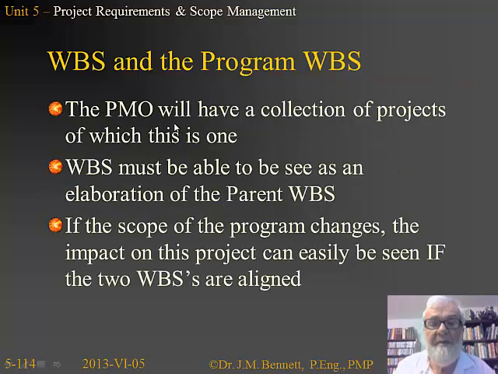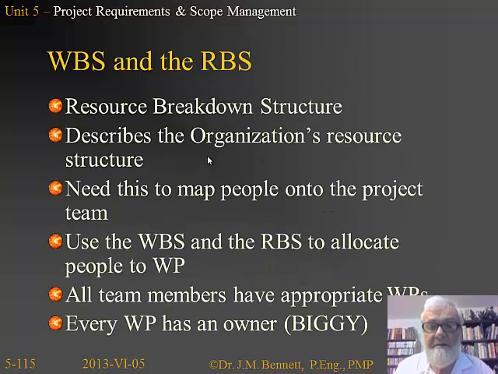The PMO may have a bunch of projects that are being rolled up into a program, and they may have their WBS as part of the program, and this has to be basically an elaboration of some subset of the parent WBS. And so if the scope of the program changes, we can easily see the impact on this particular project and make sure that the two structures are aligned. This is how we map people onto the project team, and we use the RBS to allocate people to do the work packages.